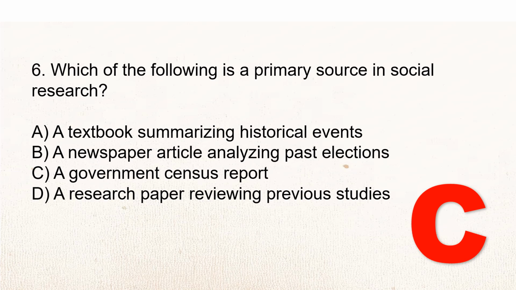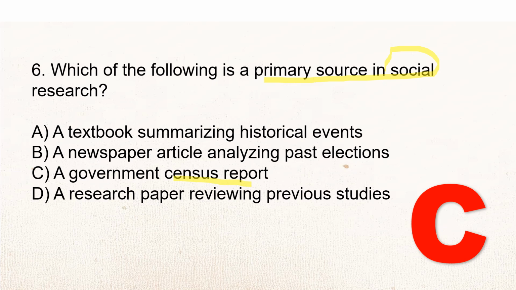Okay, a government census report is a direct source of raw data collected for public use, making it a primary source. So, primary source in social research. So we have government census report. Now, for letter A, textbooks.